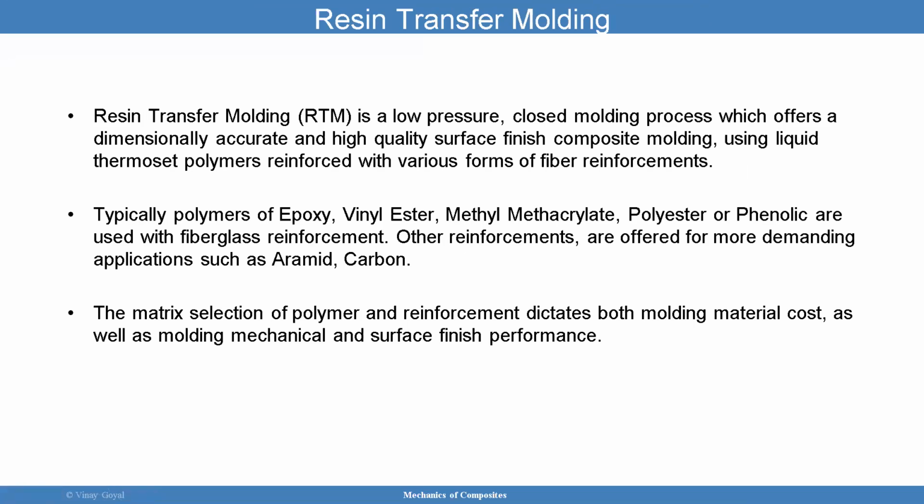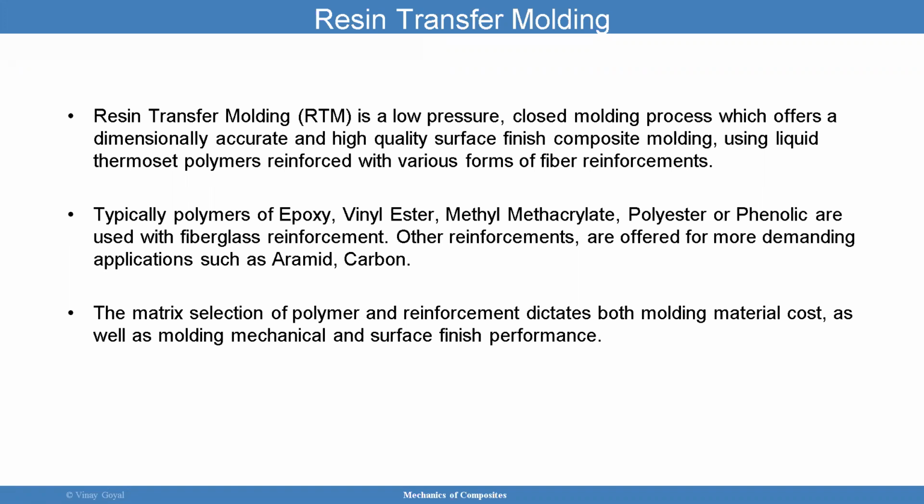We also have resin transfer molding, which is a low-pressure closed molding process that offers a dimensionally accurate and high-quality surface. Really nice. It uses liquid thermoset polymers reinforced with various forms of fiber reinforcements. Typically, polymers of epoxy, vinyl ester, methyl methacrylate, polyester, or phenolic are used with fiberglass reinforcements. Other reinforcements are offered for more demanding applications, such as aramid and carbon.